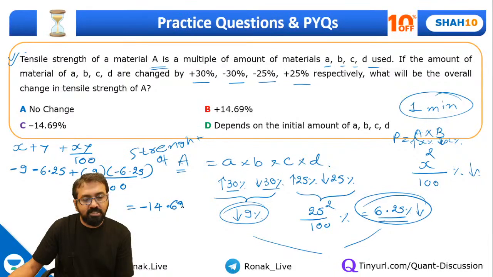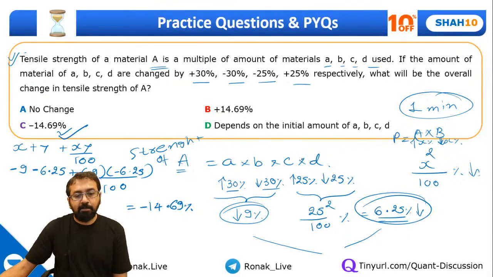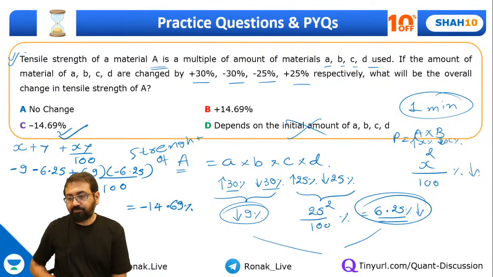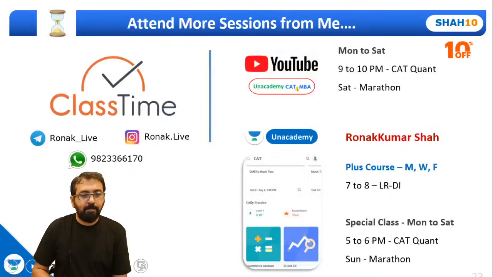In fact, there is only one negative option. You can straight away tick mark that option, because it depends on the initial amount, doesn't matter, it will not be incorrect. It is a definite answer. So straight away you can tick mark minus 14.69%. Are you all clear, guys? Can you solve questions this way, everyone? Show me a thumbs up quickly.